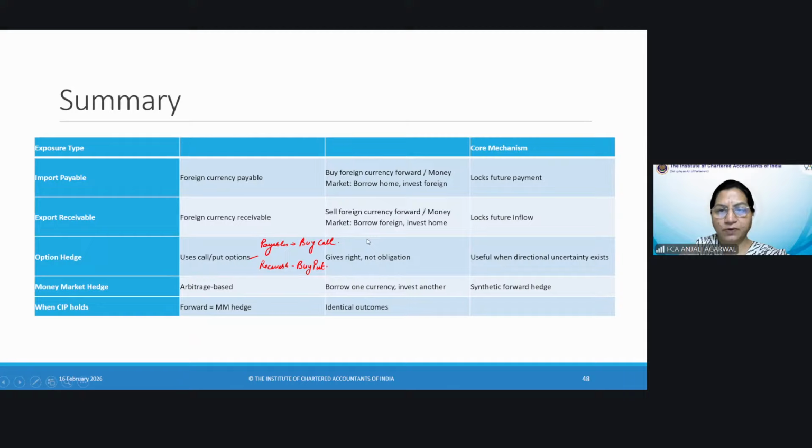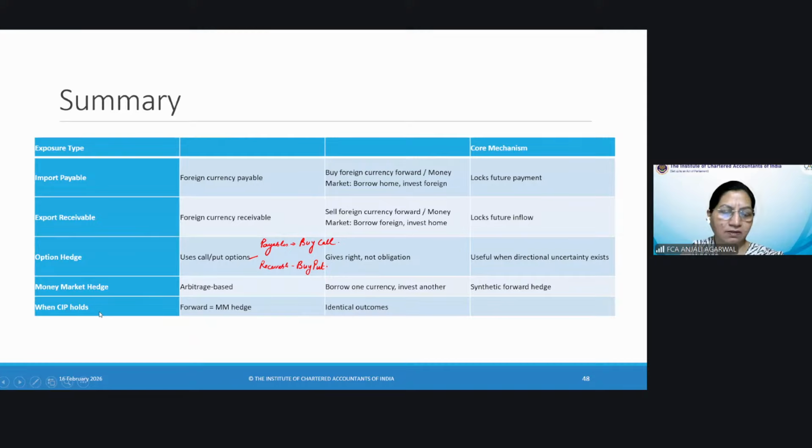So this will give you a right, no obligation. This will be useful when you don't know which direction the price of the currency would move. So money market hedge is arbitrage based. You borrow in one currency and invest in another currency, and indirectly you create a synthetic forward rate.